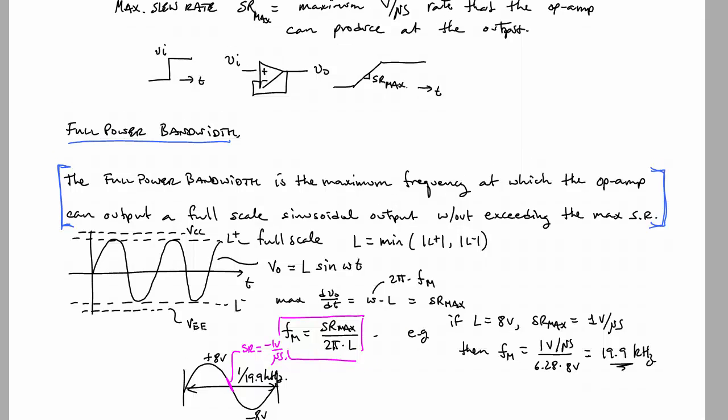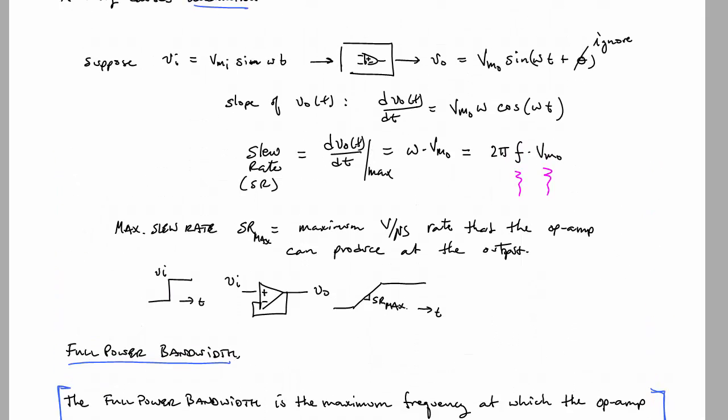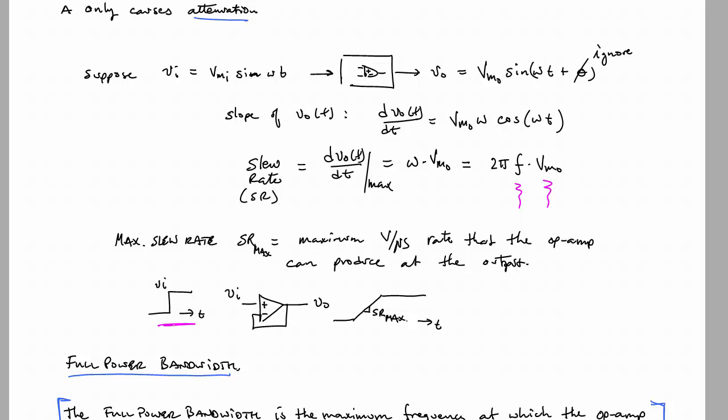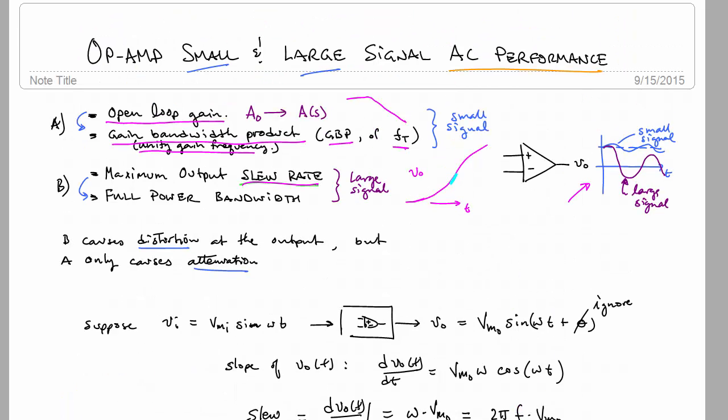And the way that you're going to measure slew rate is that you apply a signal that will demand more of the op-amp than what it can produce in terms of output slewing, and then you observe that. Okay, so now let's go back to our outline here.